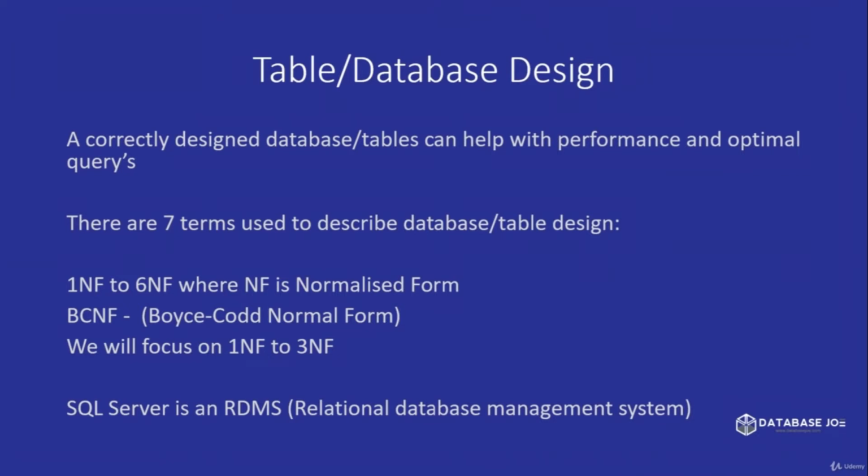There are 7 terms used to describe database design, and it's still an active area of study, so the landscape will most likely change in the future. The 7 terms are known as 1NF to 6NF, where NF stands for normal form, and BCNF, or Boyce Codd normal form. For the purpose of this course, we will only be discussing 1NF to 3NF, as these are the most likely normal forms you will encounter in the real world.